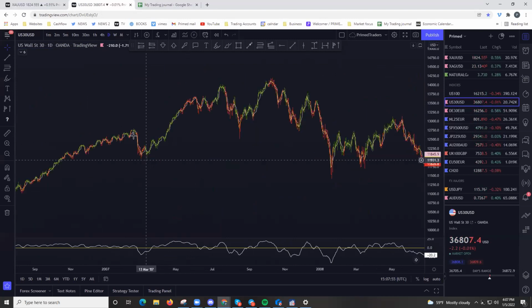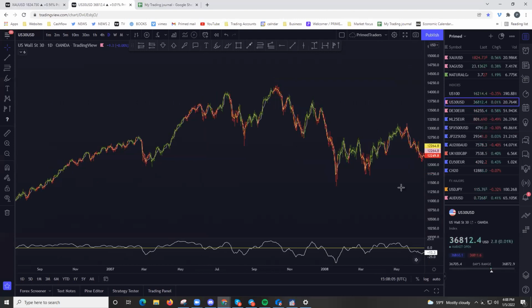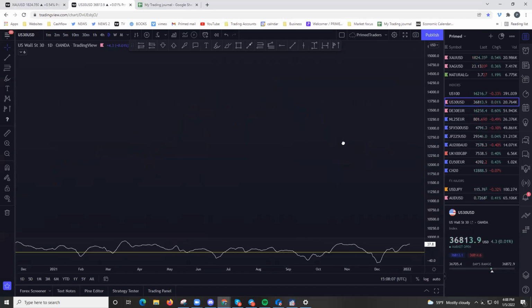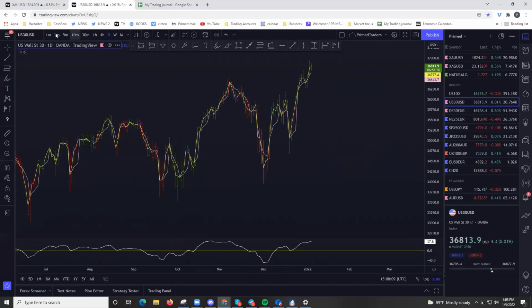It looks similar to this. Push down in March, push up, resistance, new highs, break. So I don't know, man. I don't know what to tell you. It's a tough one, you know.